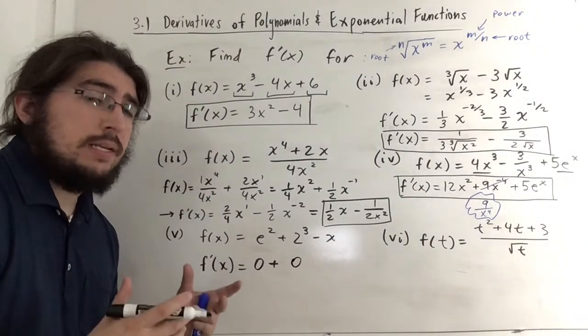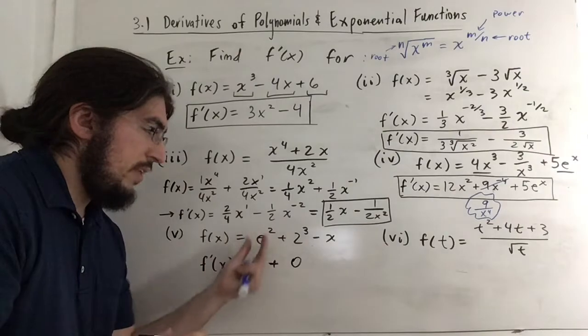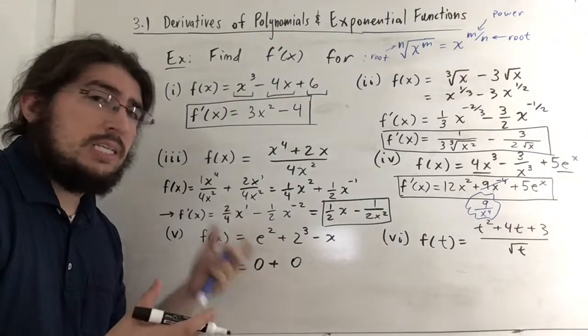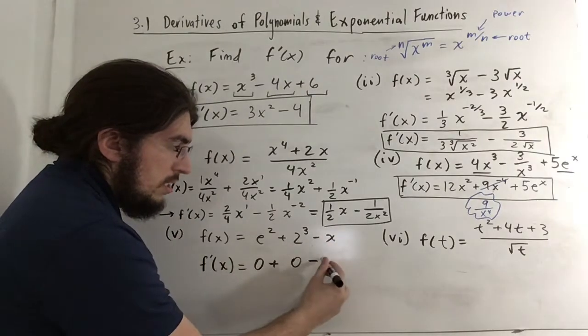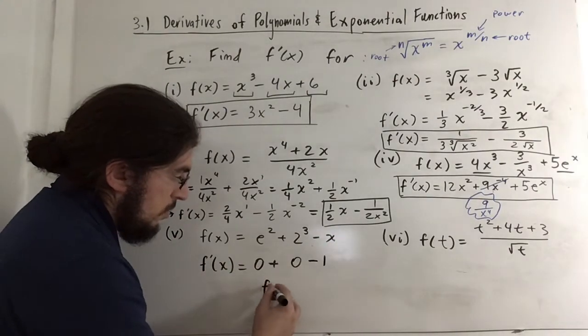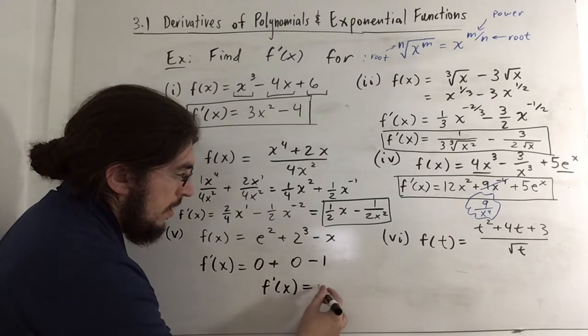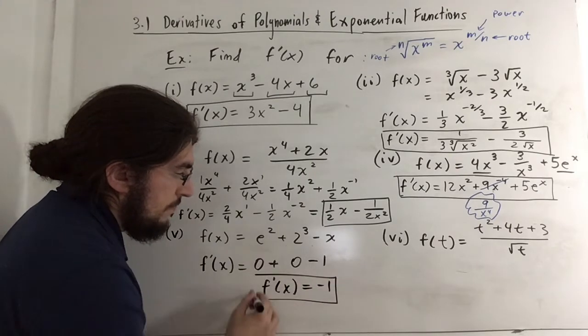That's the big point. The biggest point here is that if they don't have x's involved, chances are they're constants and their derivatives are 0. Okay, moving on. Derivative of x is 1, so this is negative 1. So in total, the derivative of f of x is just negative 1.